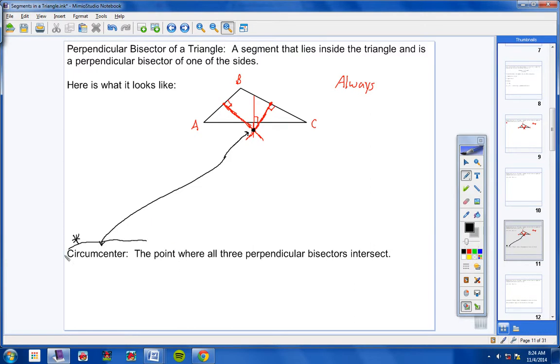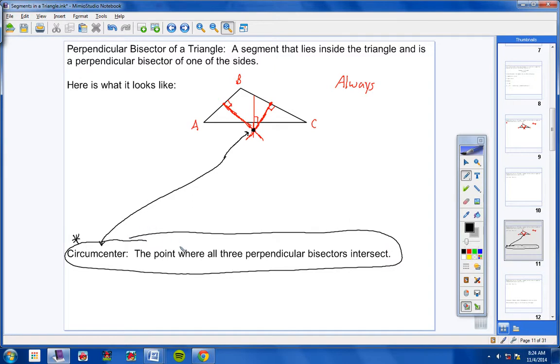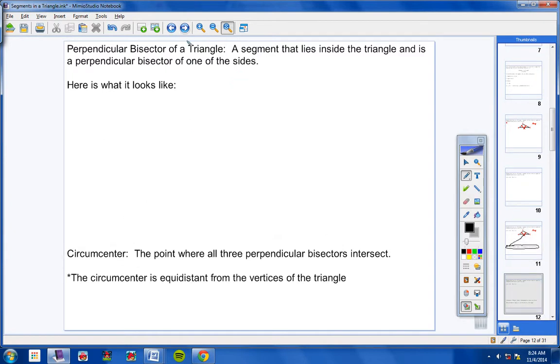So quickly copy this down. The point where all three perpendicular bisectors intersect. Now, having said that, look at this next note. Please copy this down. You need to know this, okay? Here it is. The circumcenter is equidistant from the vertices of the triangle.